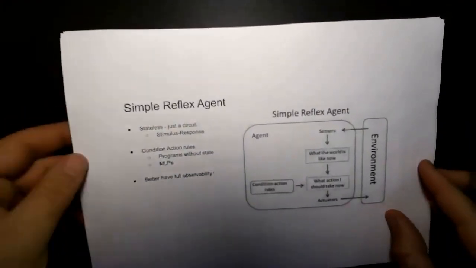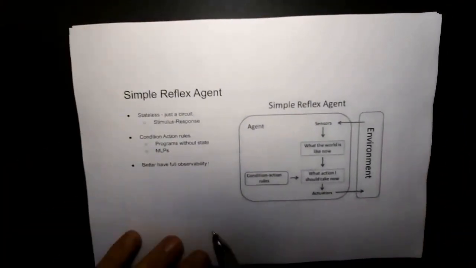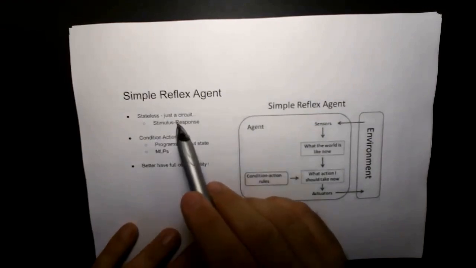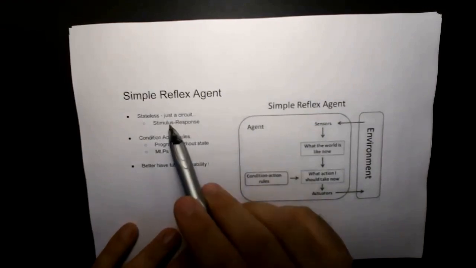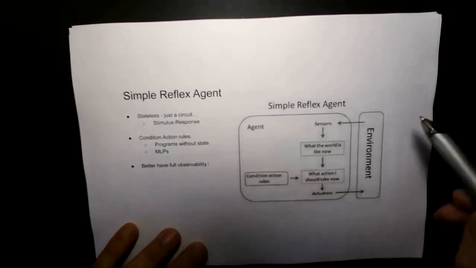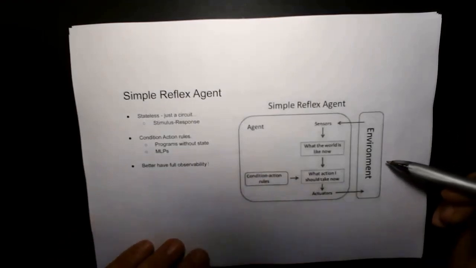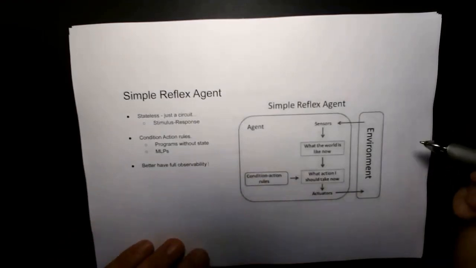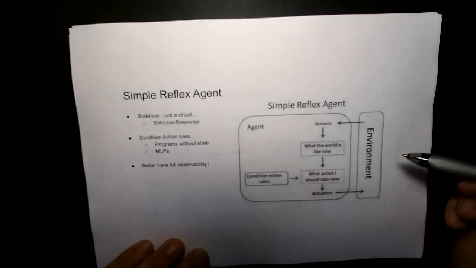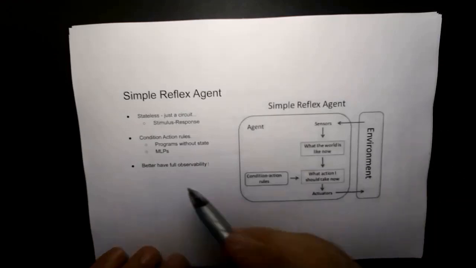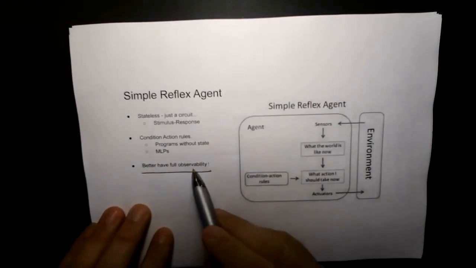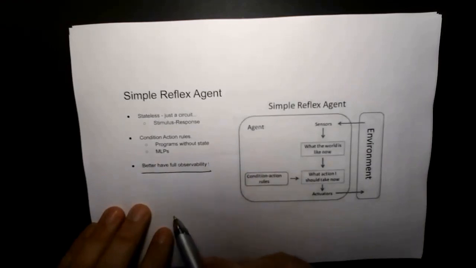Okay, so we have the simple reflex agent, which is stateless. There's no state. It's basically working on stimulus response. And this would work for things like the face recognition problem, because we don't need to have any model of the world, but we better have full observability. We better be able to see the full world.